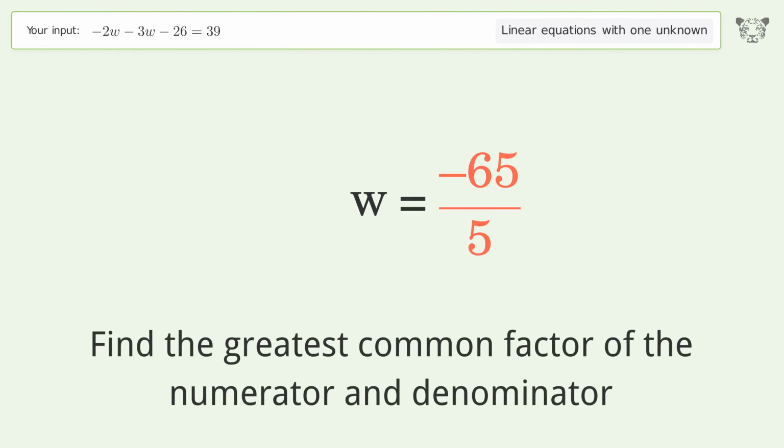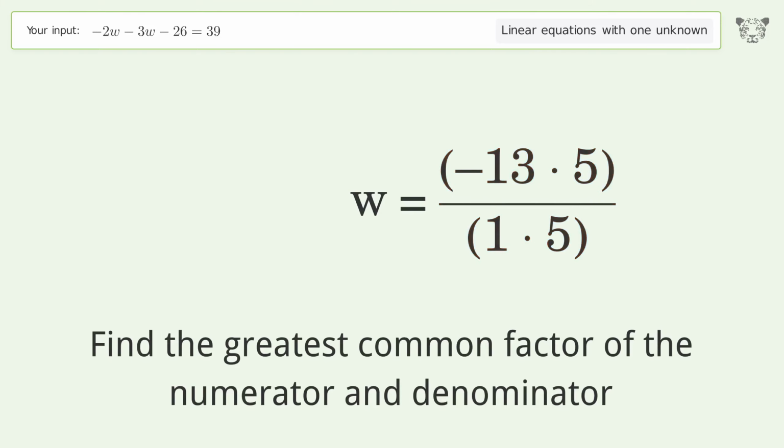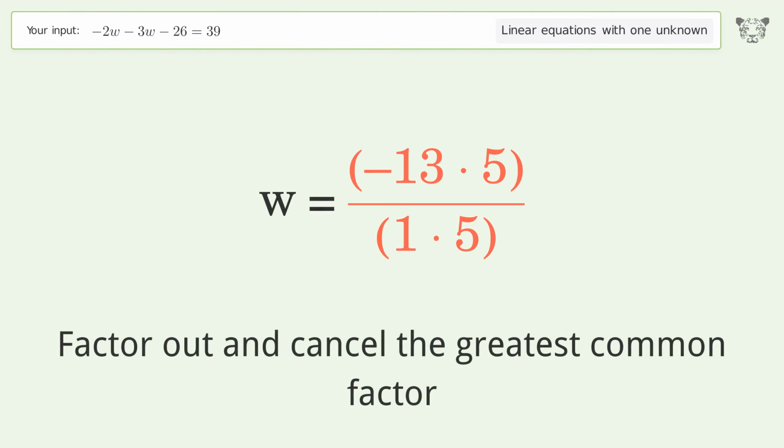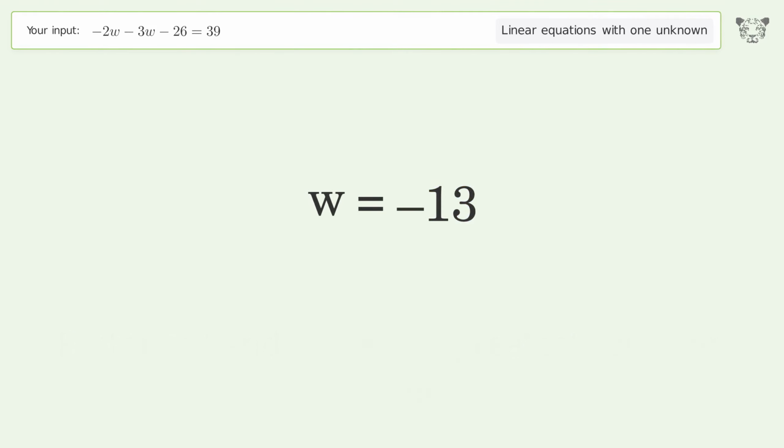Find the greatest common factor of the numerator and denominator. Factor out and cancel the greatest common factor. And so the final result is w equals -13.